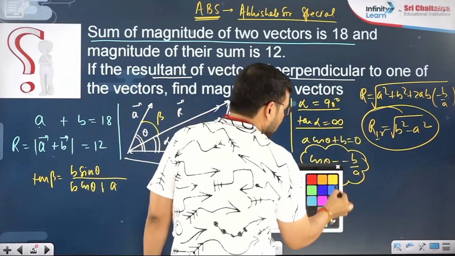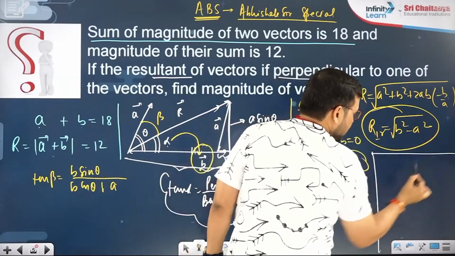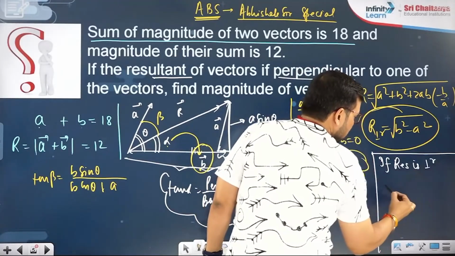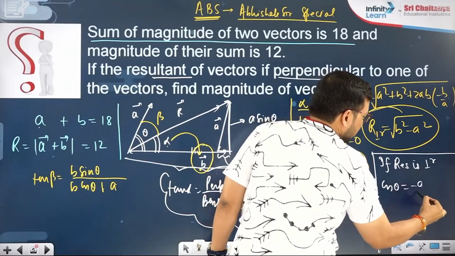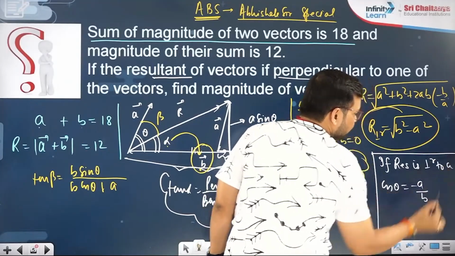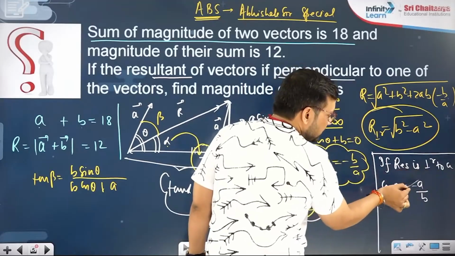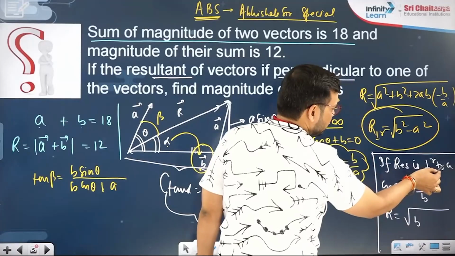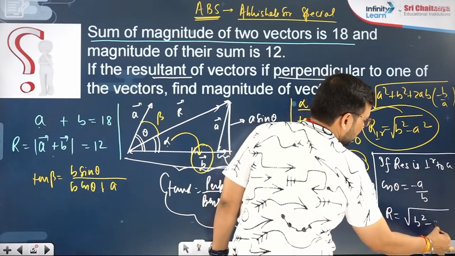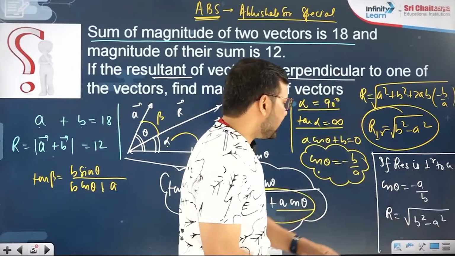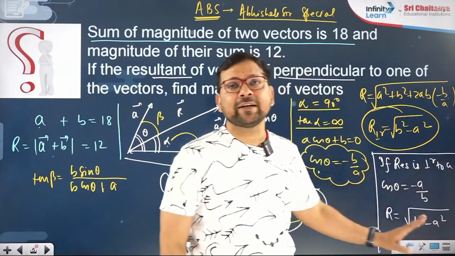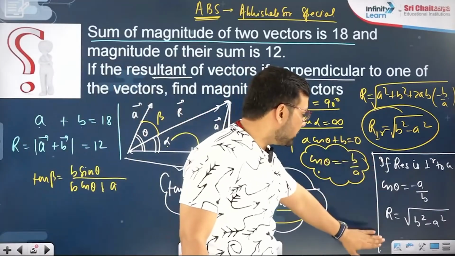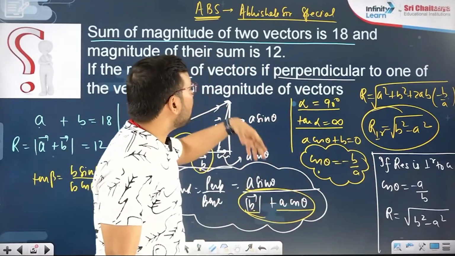Please see these two formulas. I am writing them in a box. This only you have to use. If resultant is perpendicular to A, then the angle between vectors is cos theta equals minus A by B. If perpendicular to B, then minus B by A. And the resultant will be under root B square minus A square, here where it is perpendicular to A. Or even if you take A square minus B square, you have to take it as a magnitude, so it doesn't matter. So this box only we have to keep in mind to solve this question. Now coming back to this question.